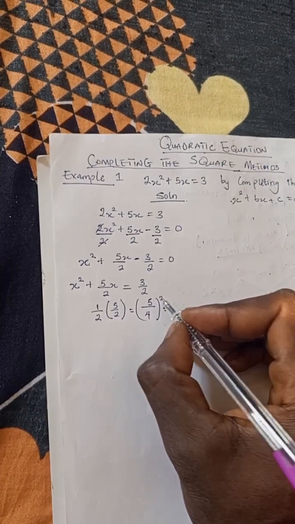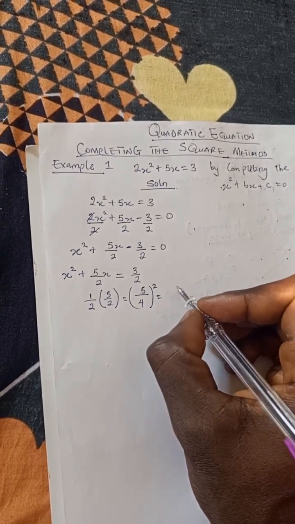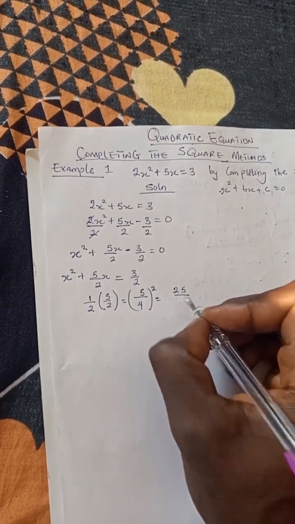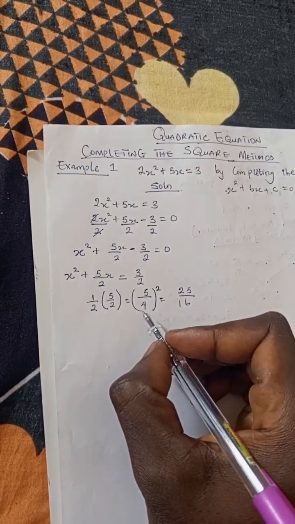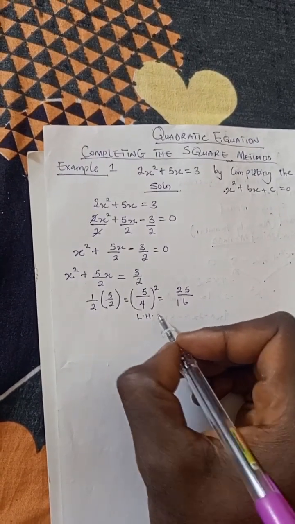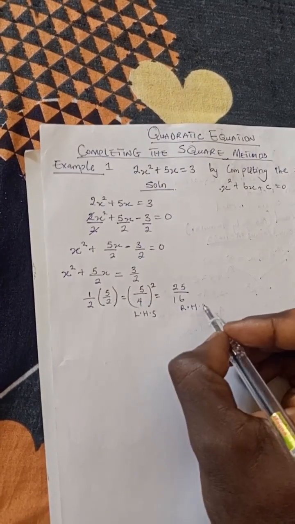Now everything here is all squared. If you square it here, 5 squared becomes 25, and 25 all over 4 squared becomes 16. So now you're going to add this to the left hand side of the equation, and then you're going to add this to the right hand side of the equation.